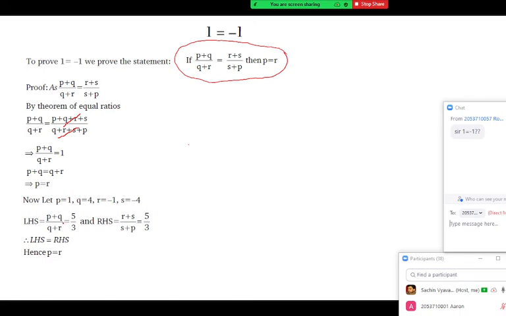You'll observe the LHS is (P plus Q) upon (Q plus R). If you replace these values of P, Q, R, S in LHS and RHS, then LHS is equal to RHS. Both are coming 5 by 3. So we should say P is equal to R. So what is P and R? So we get 1 equal to minus 1.